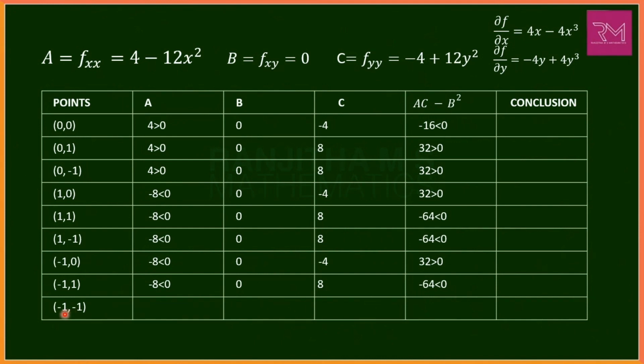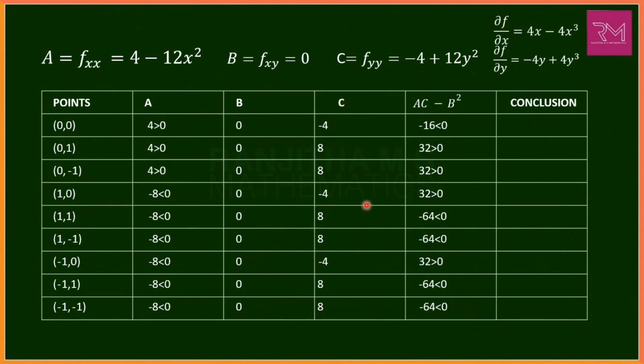Similarly, at last we put x value as minus 1 and y as minus 1. Here x is x square, hence minus 1 whole square is positive 1, hence we get 4 minus 12 is minus 8, which is less than 0. B is 0 and for C we put minus 1, hence we get minus 4 plus 12 into minus 1 whole square, that is minus 4 plus 12, which is plus 8. Hence we get AC minus B square as minus 8 into 8, that is minus 64, which is less than 0.